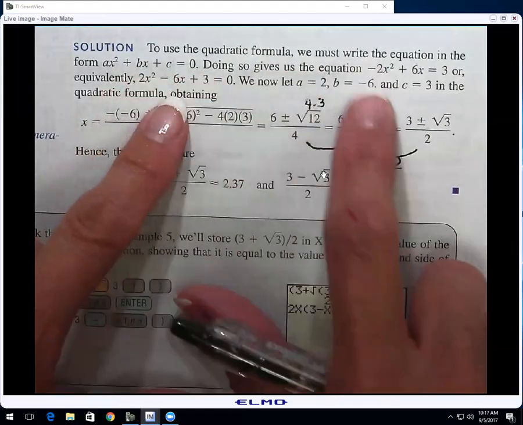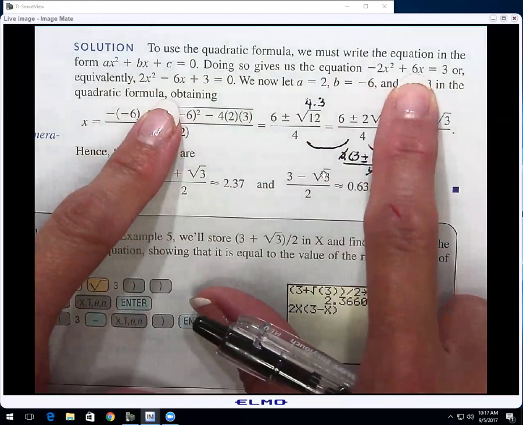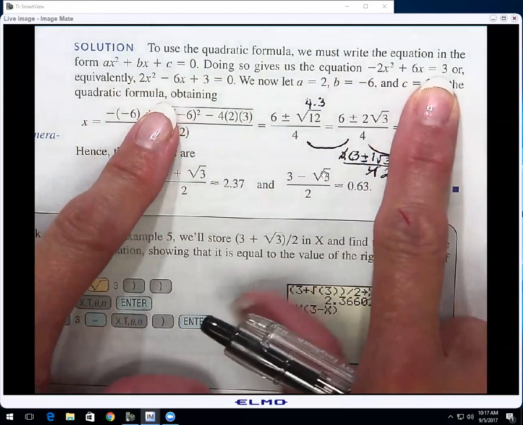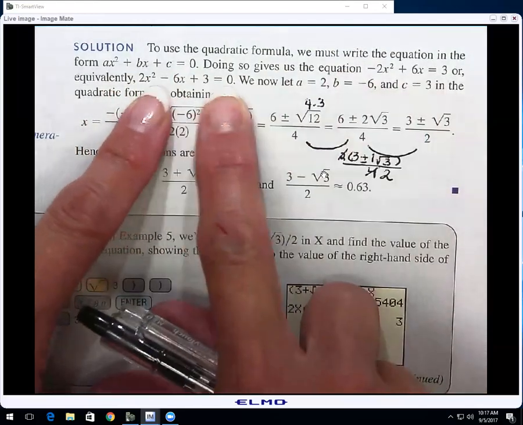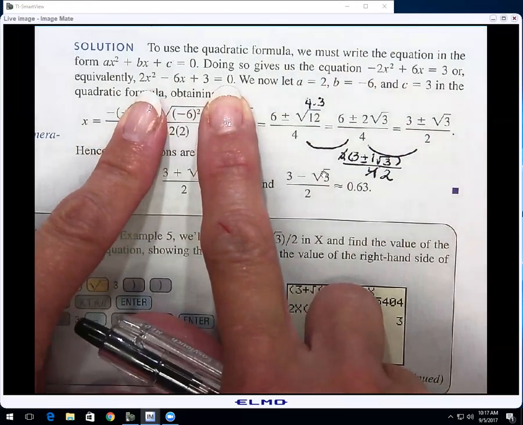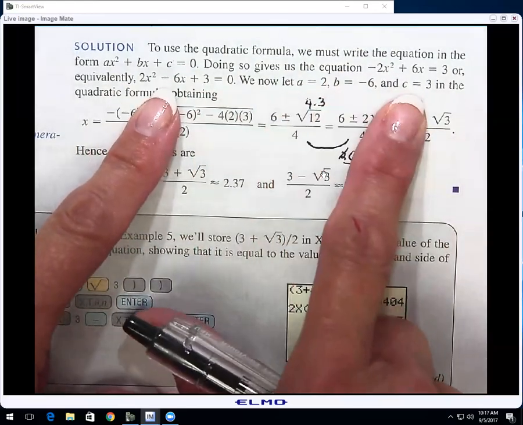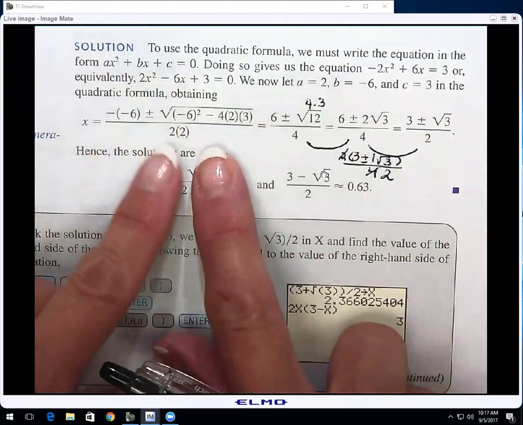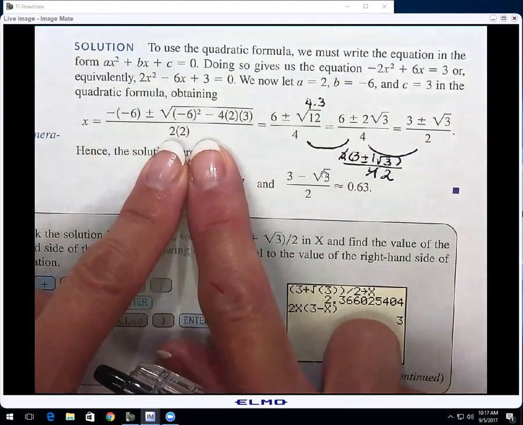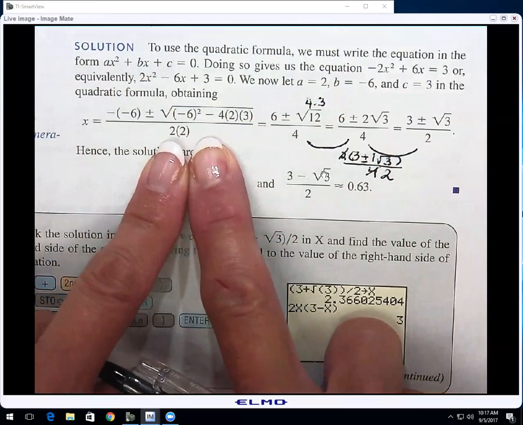This equation, negative 2x squared plus 6x equals 3. First thing you have to do is get it in standard form, set equal to 0. Peel off the coefficients. A is 2, b is negative 6, c is 3. Plug them into the quadratic formula and simplify as much as possible.